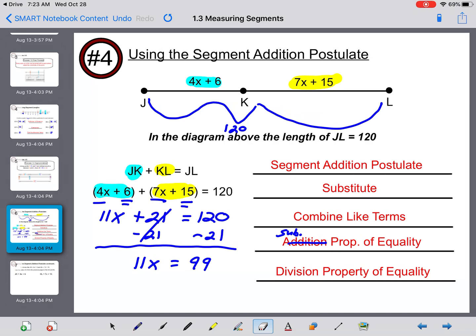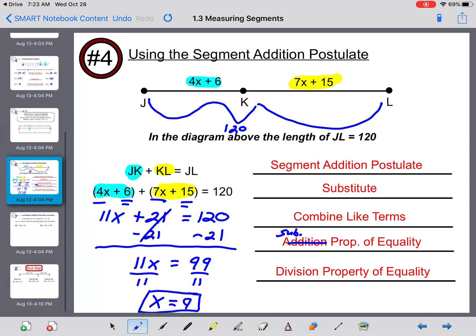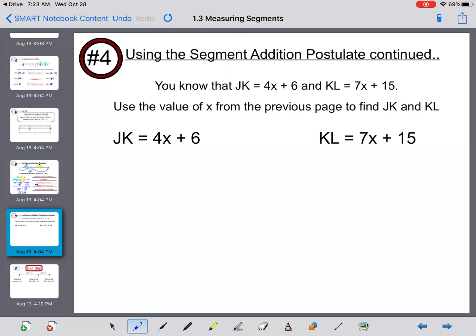Last, we have the division property of equality. We have 11 times x, so I'm going to divide by 11 on both sides, and x equals 9. Now, we've solved for x, but we still have not solved for the length of JK and the length of KL. So we're going to have to do that on the next page.